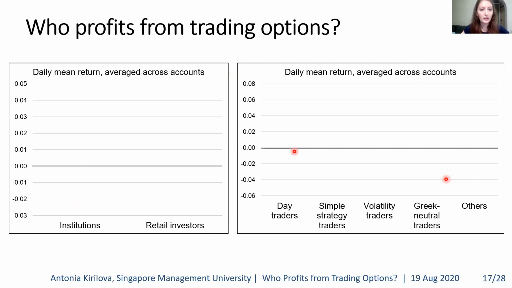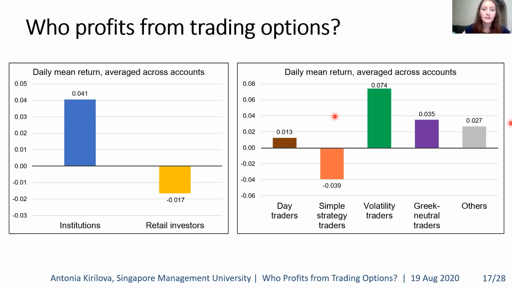So who profits from trading options? Here I will plot the daily mean return of each account, averaged across accounts in each category. So first, when we compare institutions and retail investors, once again, we see that the institutions are much more profitable. Then we look at the different trading styles, and we find that volatility traders are the most profitable on average. Also, Greek neutral traders and others seem to be profitable on average, while the simple strategy traders are losing money.